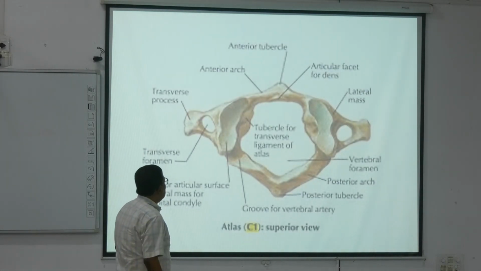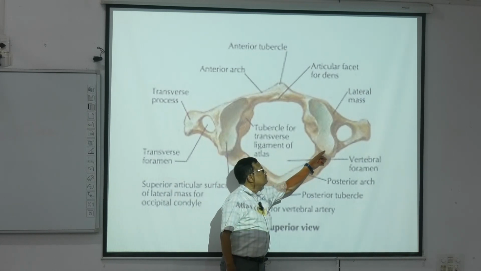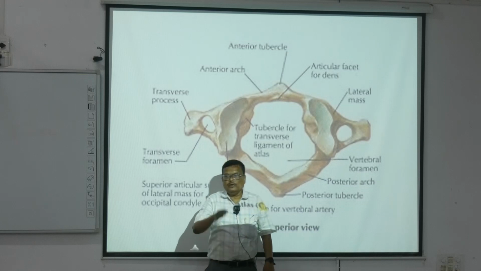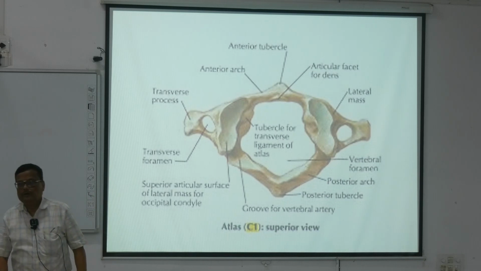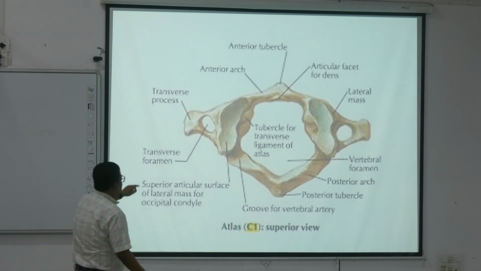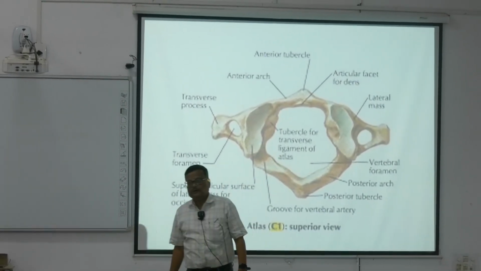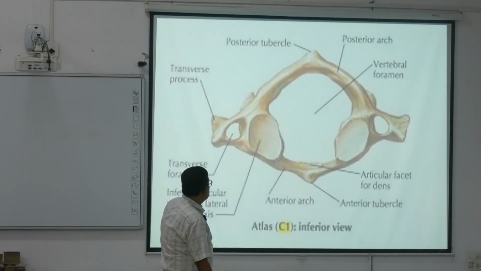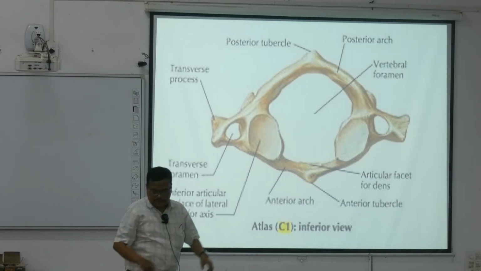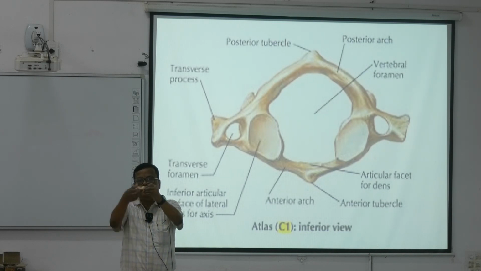This is the atlas, and the atlas has a superior articular facet which is concave and kidney shaped. So this is the superior articular surface of the lateral mass of the atlas, right? We read this yesterday. And if we turn the atlas down, this is the superior articular process and this is the inferior articular process.